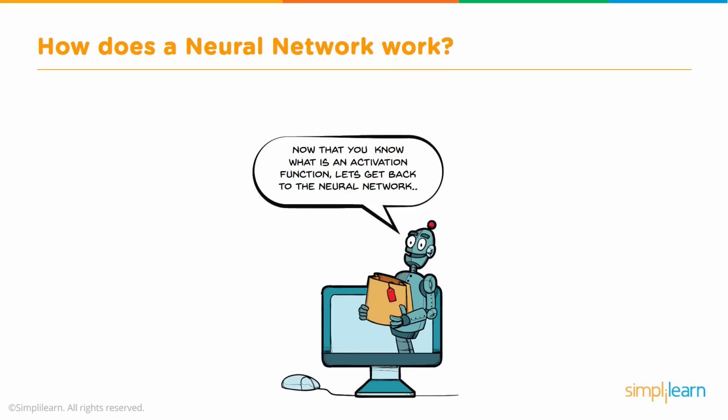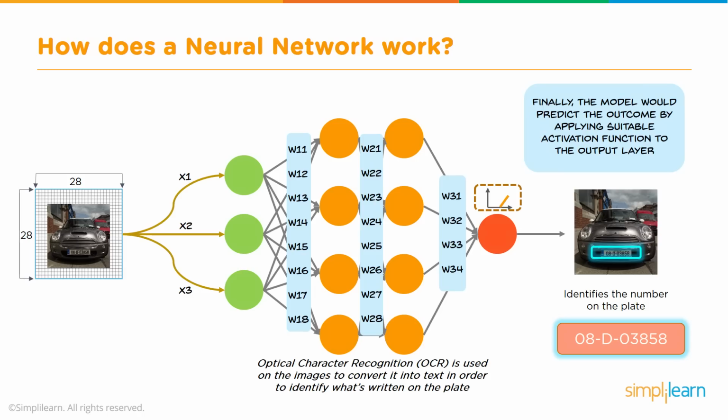Now that you know what an activation function is, let's get back to the neural network. So finally, the model would predict the outcome of applying a suitable activation function to the output layer. So we go in here, we look at this, and we have the optical character recognition, OCR, used on the images to convert it into text in order to identify what's written on the plate. And as it comes out, you'll see the red node, and the red node might actually represent just a letter A. So there's usually a lot of outputs when you're doing text identification. We're not going to show that on here, but you might have it even in the order. It might be what order the license plate's in.